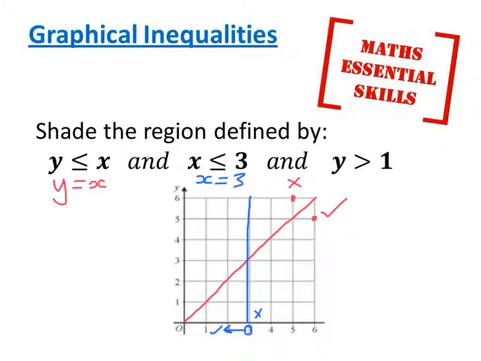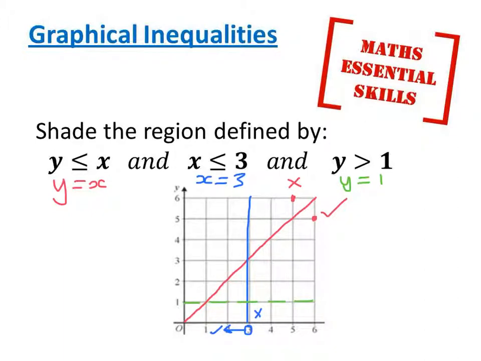Okay, so finally I've got the line y is greater than 1. Now I'll do this in green. I'll start by drawing the line y equals 1. A small thing to spot here is that because we haven't got the equals to included on our inequality like we have here and here, I'm just going to do that line as a dotted line. Hopefully you can see that. That's the line y equals 1.